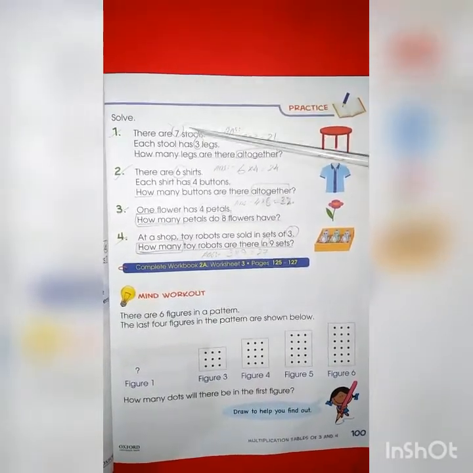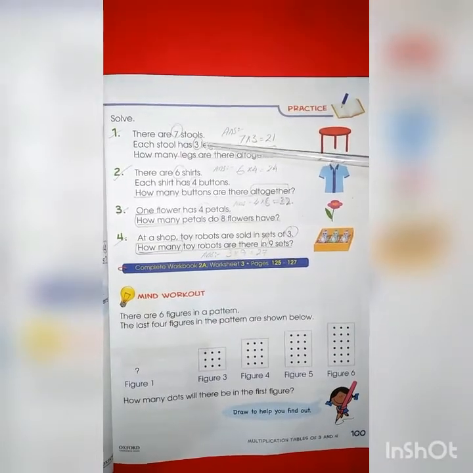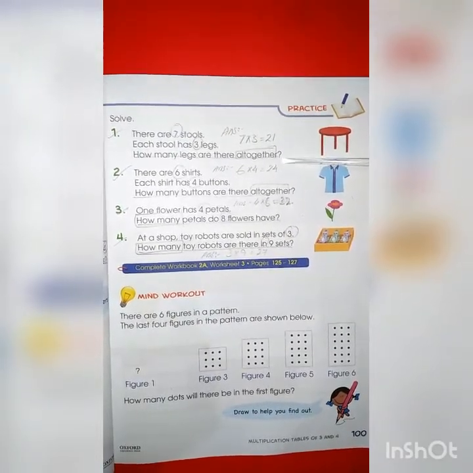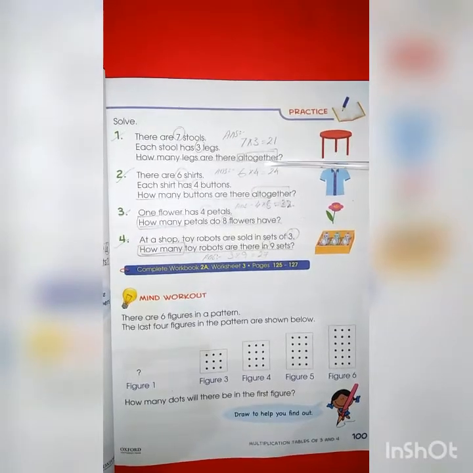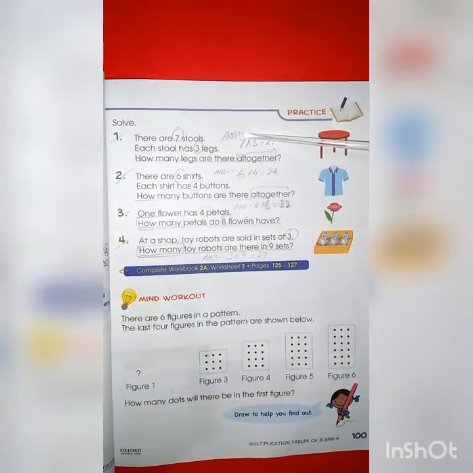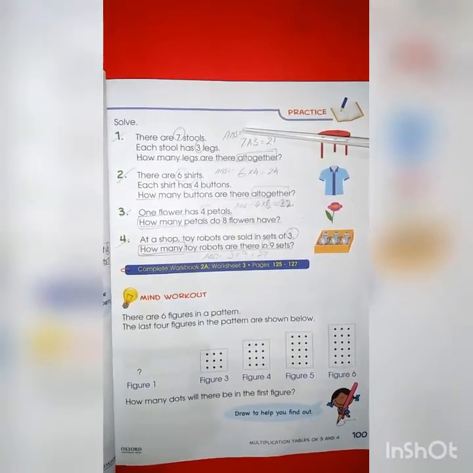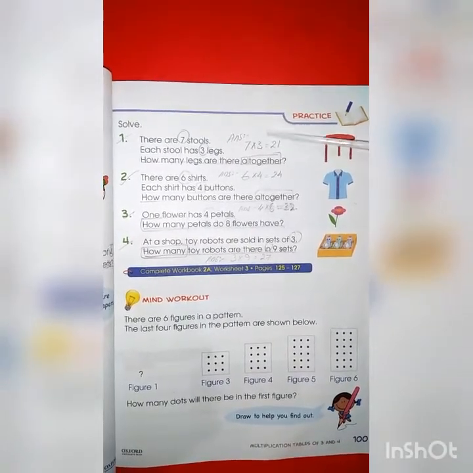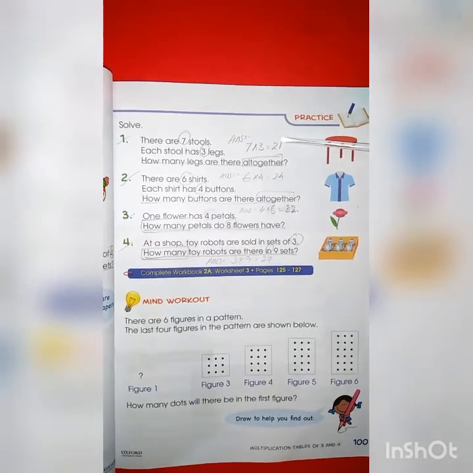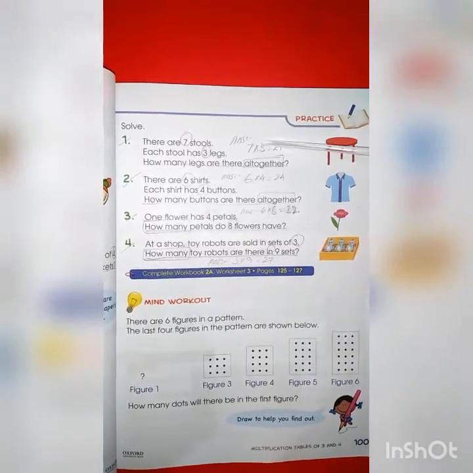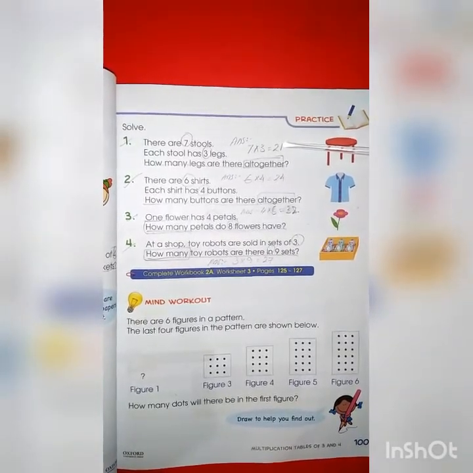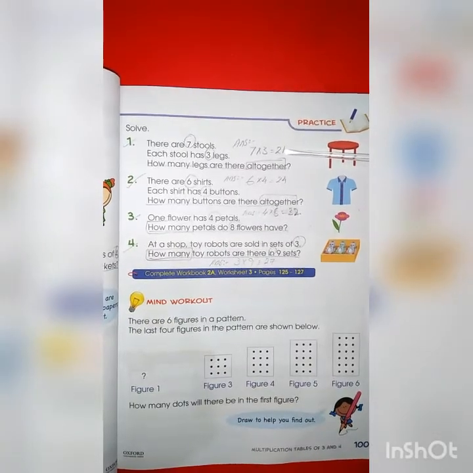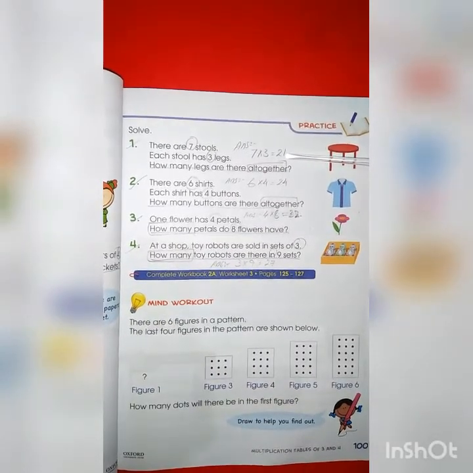So first of all, we will circle the numbers 7 and 3. Then we will underline the question and then box the keyword all together. Now we will solve the question. We will multiply 7 with 3, we will get 21. As we know that 7 3s are 21. 7 3 times is equal to 21. It means that there are 21 legs altogether.